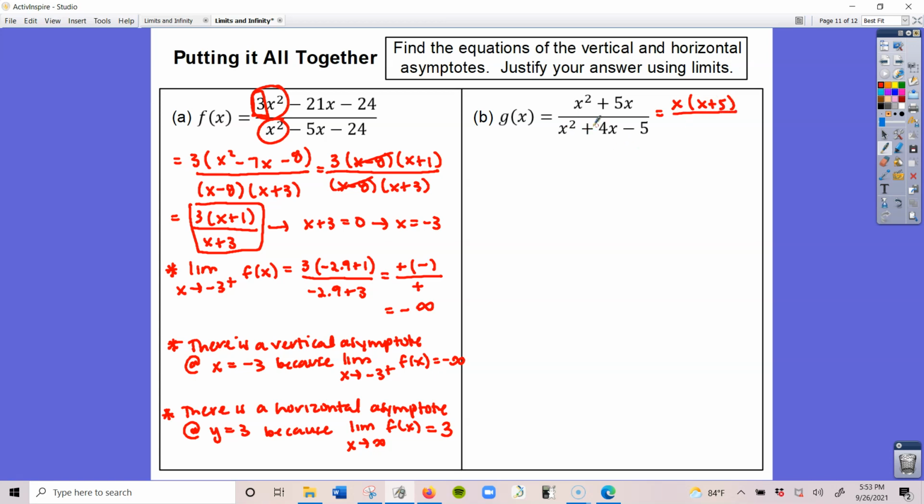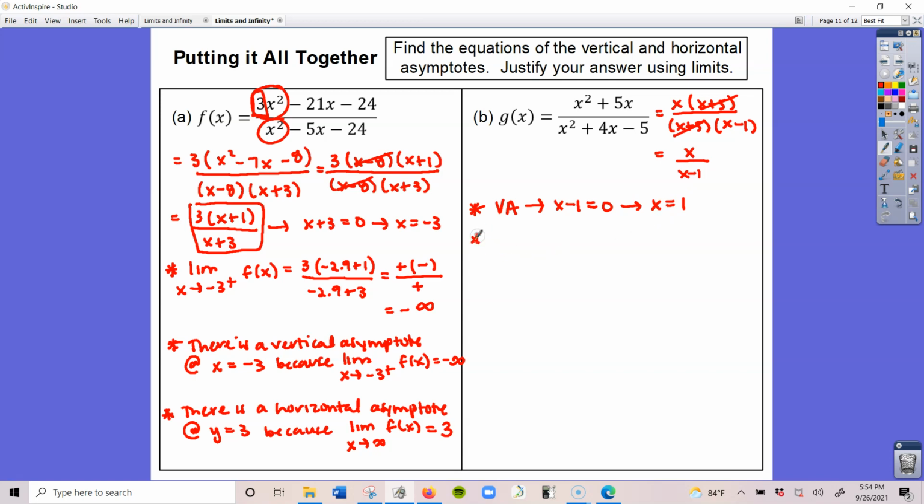In the denominator, x squared plus 4x minus 5 can be factored as (x plus 5)(x minus 1). My x plus 5's cancel, and I'm left with my rational function of x over x minus 1. This means that I have a vertical asymptote when my denominator, x minus 1, is equal to 0, which would mean that it is located at x equal to 1. So now that I know where my vertical asymptote is, I need to justify this using limits.